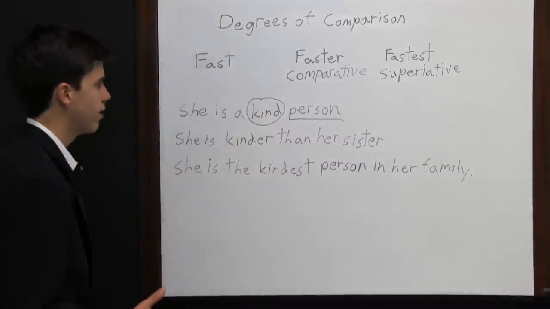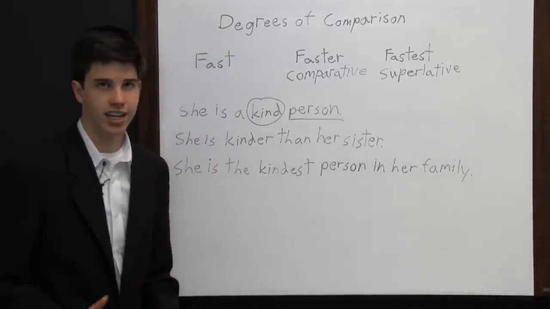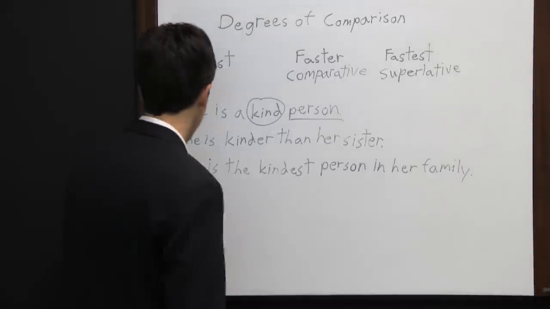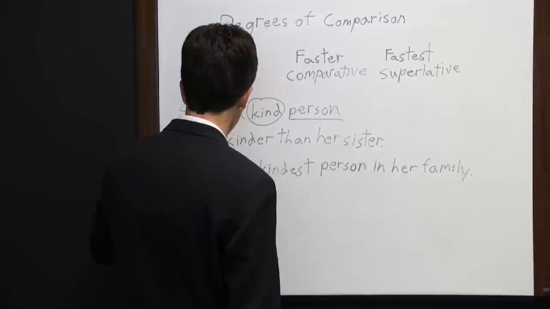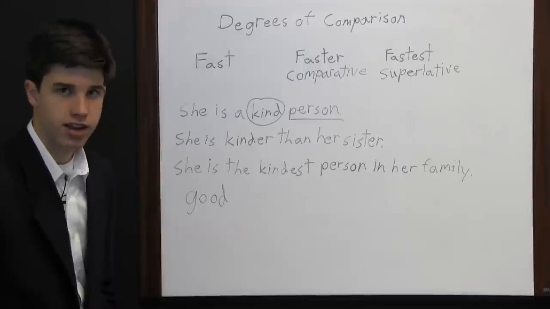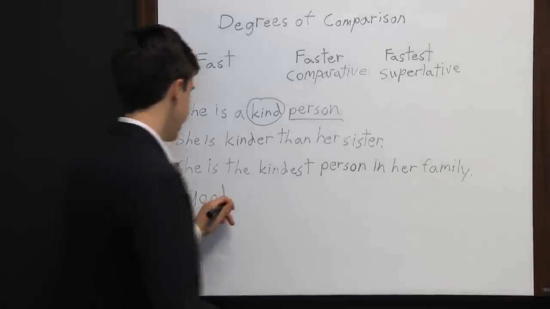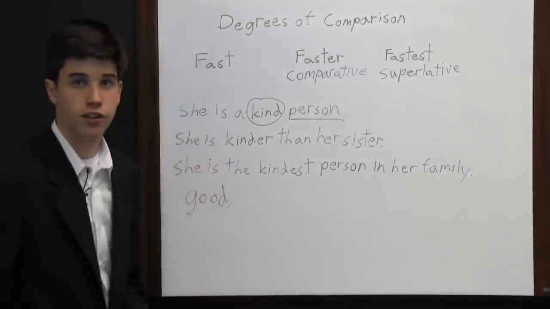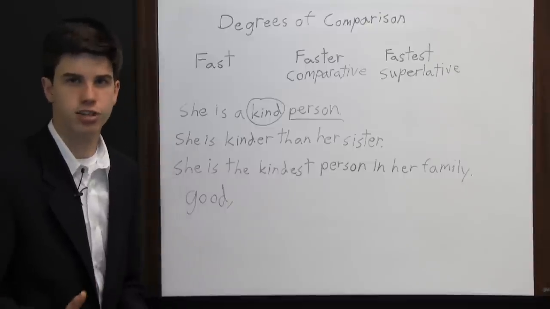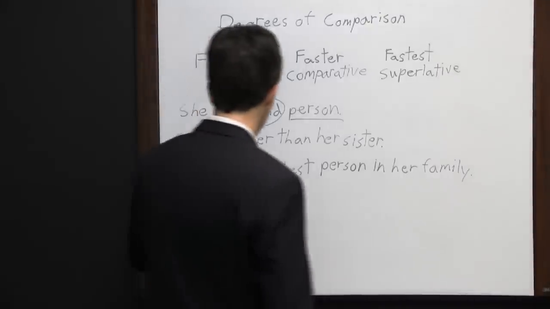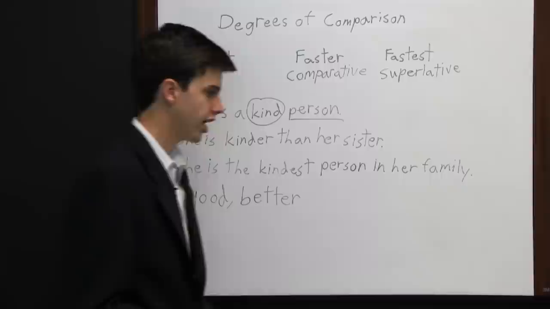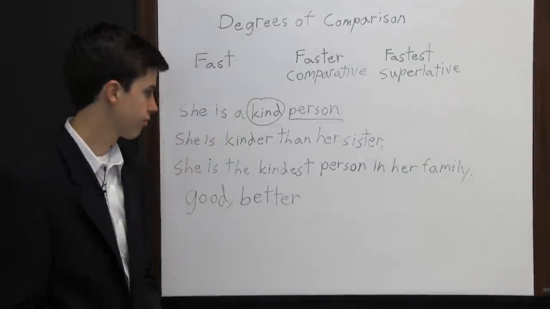Now, sometimes adjectives are not always that easy. There are some words which we call irregular adjectives. Take the word good, for example. He is a good piano player. Now, if you say that he is gooder than he used to be, in other words, he's improved, you wouldn't say he is gooder than he used to be. That doesn't make sense. The next word would be better. He is better than he used to be, or he is a better piano player than John.